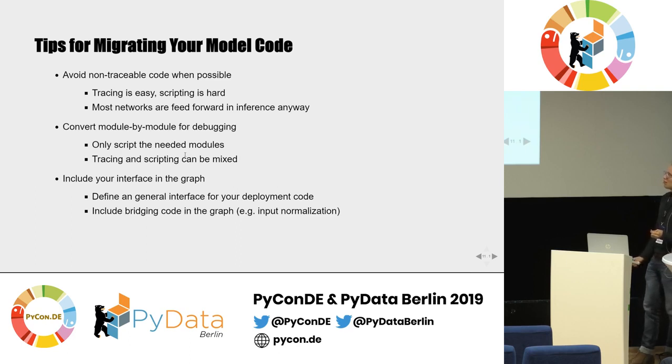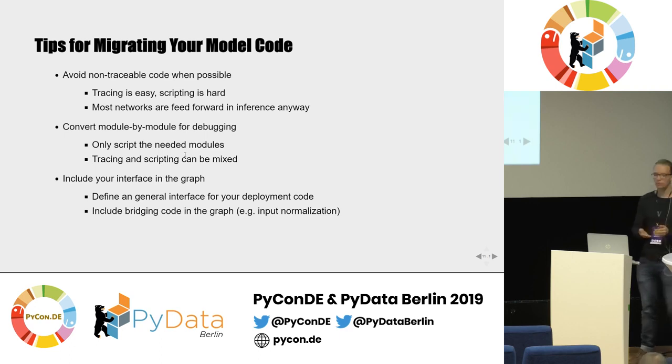So if you can trace your code, which you can always do if you don't have any input dependent control flows, something like ifs that are dependent on the shape, or RNN stuff that needs a dynamic number of loops, then you can just trace it. And most networks are feed forward anyway. So yeah. Then second thing, if you need to script, convert your model module by module.